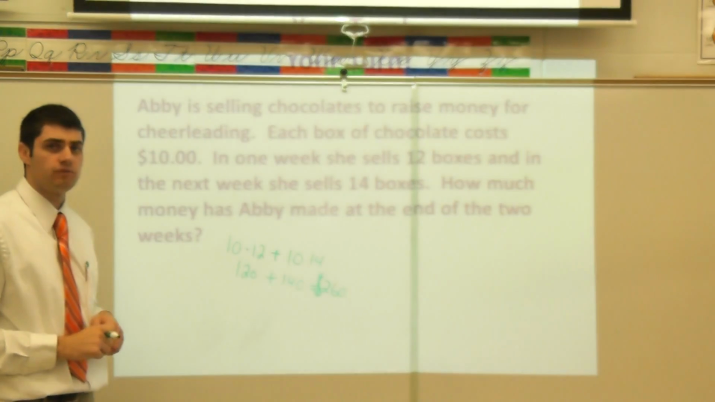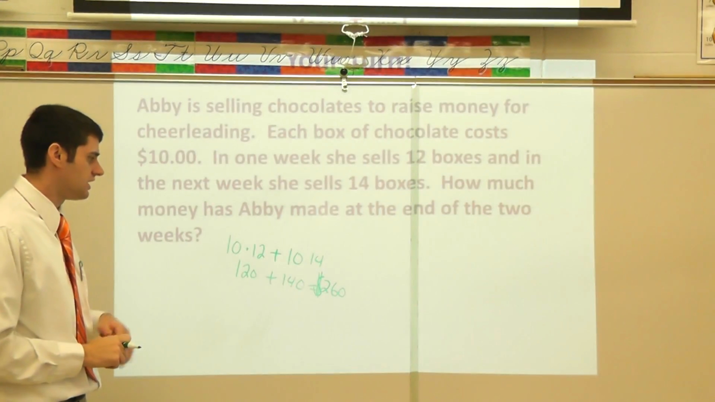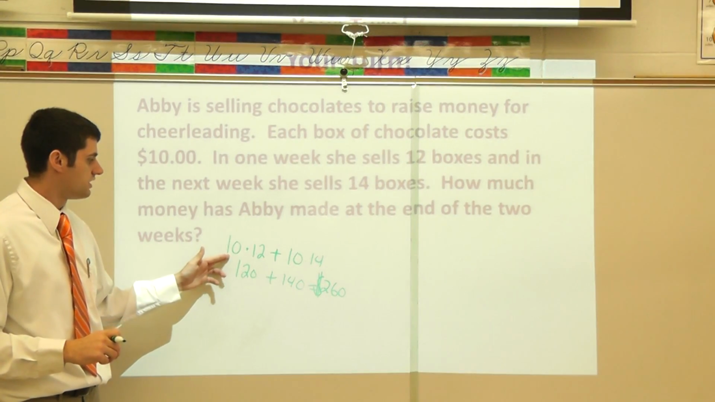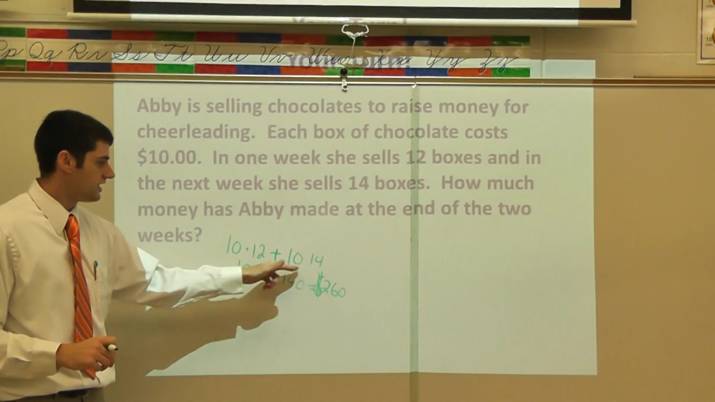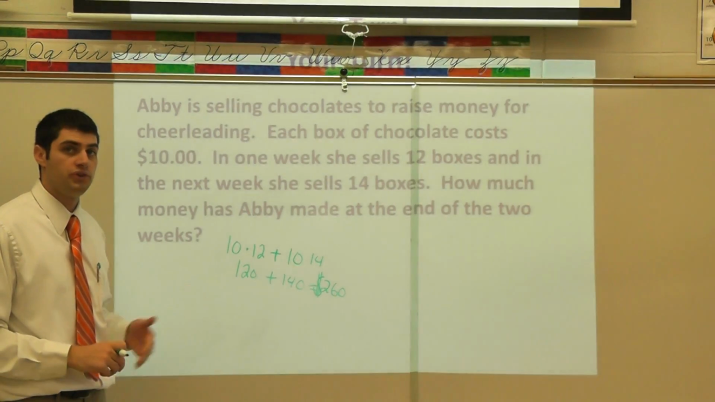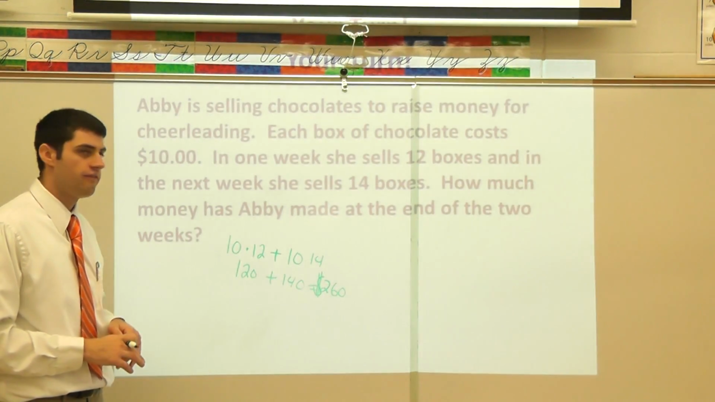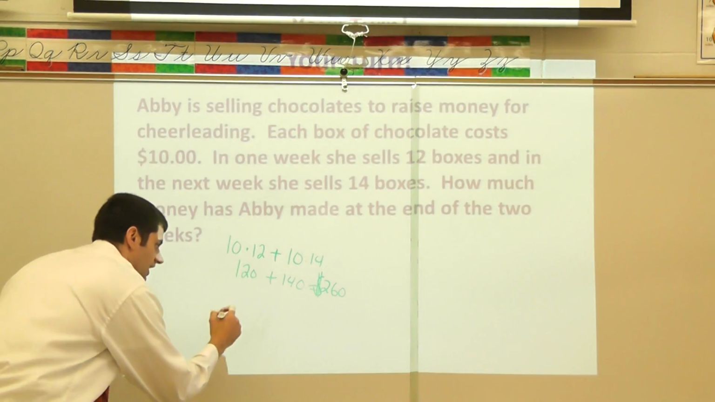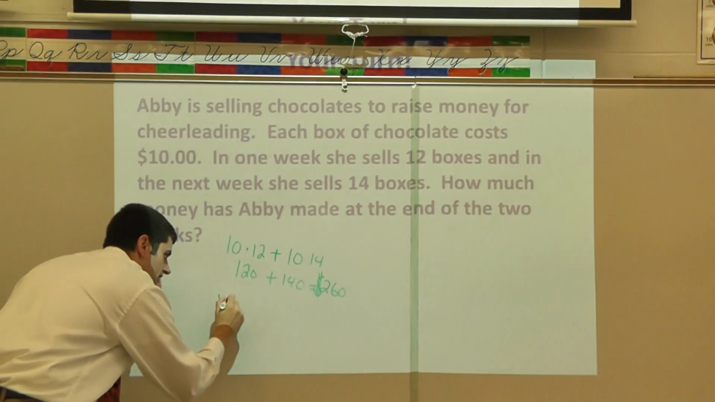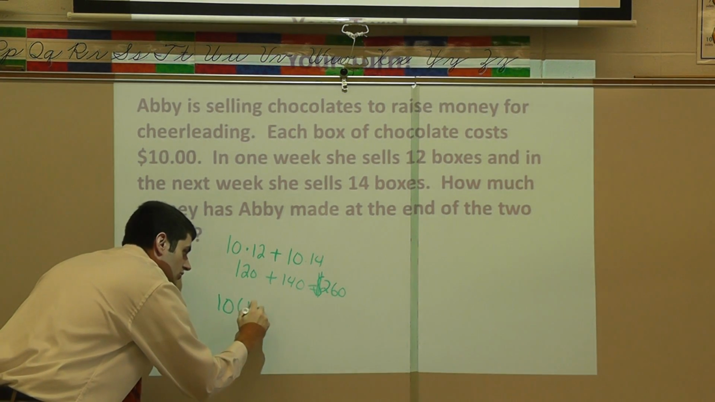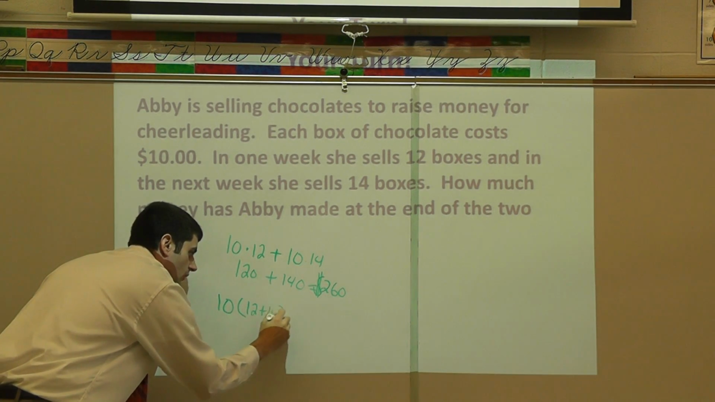Now you might be saying to yourself, well, Mr. Lehner, I did it a different way. And you very well may have. Again, in this one, I took the 10 times the 12 and the 10 times the 14. I distributed it to both numbers. You might have said, well, I knew in both weeks she had a total of 26 boxes. And each box was $10, so you could have done 10 times the quantity of 12 plus 14.